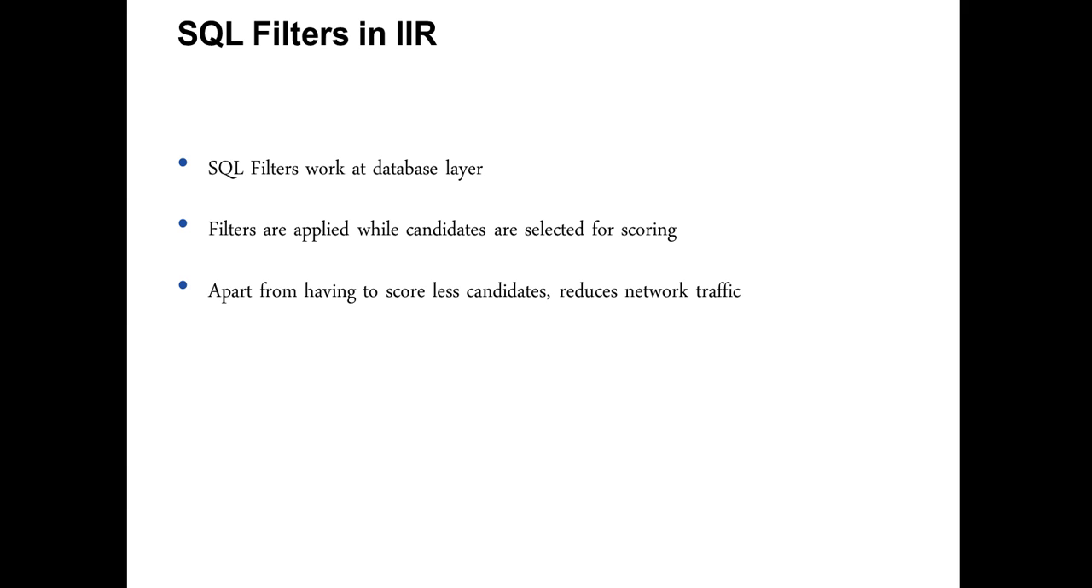Okay, so if you decide to use a SQL filter in IIR, they work at the database layer. Essentially, they work by augmenting the filter statements which are being fired from IIR to the database, and they get supplied while you are selecting candidates. So no more a lot of candidates coming back from the records. You restrict them at the very first pass itself, and they reduce a lot of traffic. Essentially, fewer candidates to be analyzed and brought back from the database server to the IIR server.